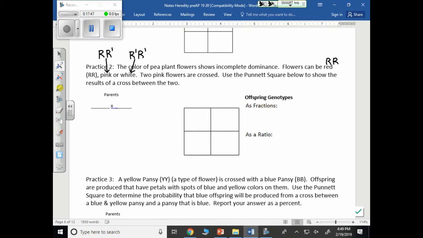So it says two pink flowers are crossed. Use the Punnett square below to show the results of a cross between these two. So I have two pink flowers. So we must have an R and an R prime as one pink flower plant, and then the other one is R, R prime as well. What's interesting is when this one passes on the R, it's passing on the code to be red, and sometimes it passes on the code to be white. There's no allele that says to be pink. You only have red and white. And then this one can pass on red and pass on white, even though it's pink. So now we bring them down and we take them across.